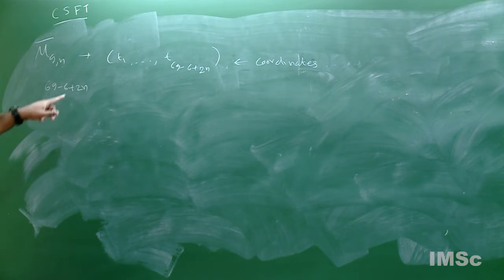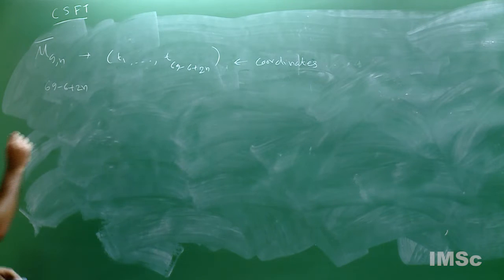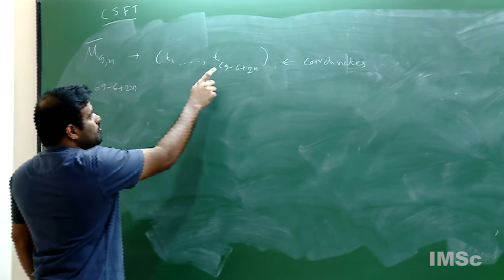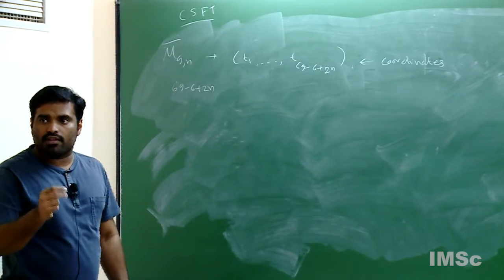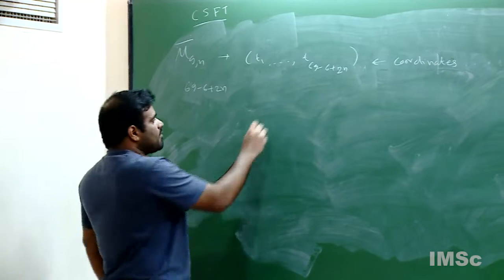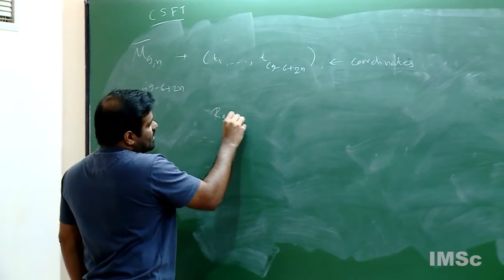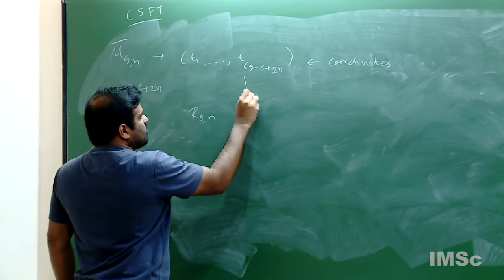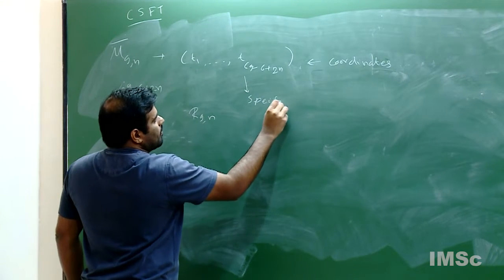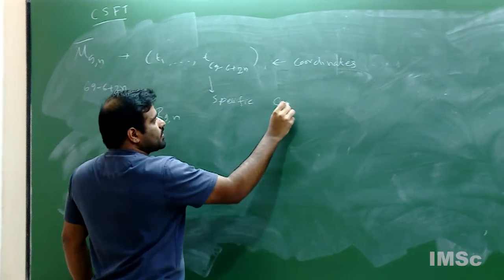These are real numbers, and by choosing a particular value for t1 to t6g minus 6 plus 2n, what you are doing is specifying the complex structure on a Riemann surface having g number of handles and n number of punctures. So each point corresponds to a specific complex structure.